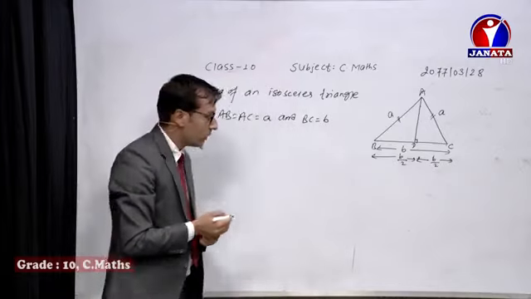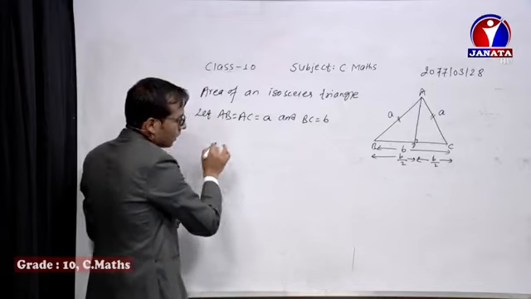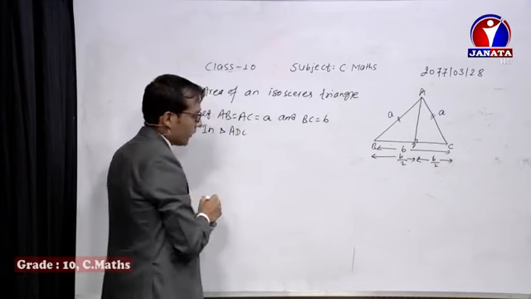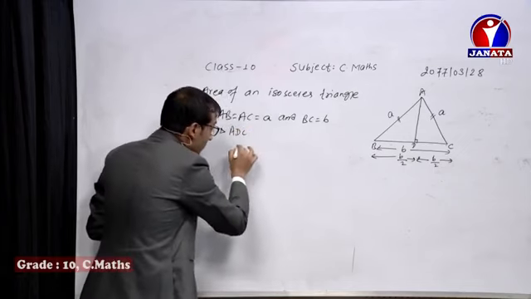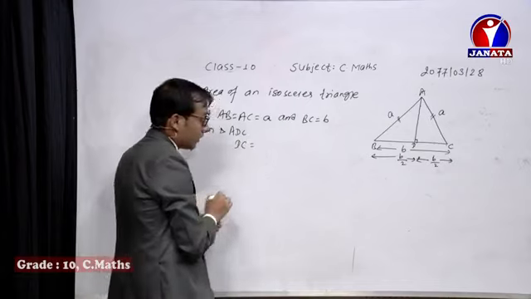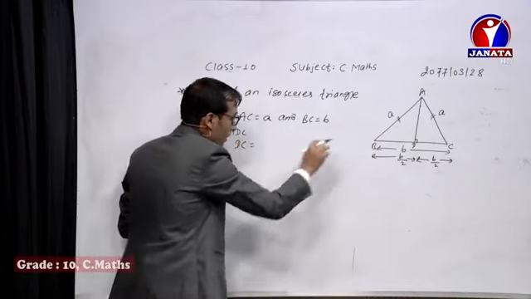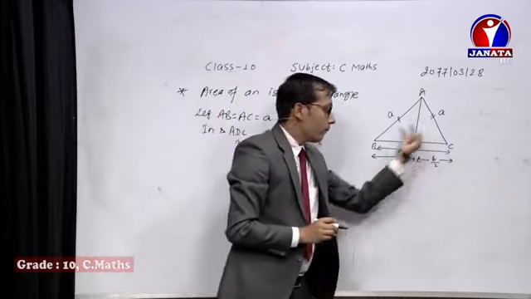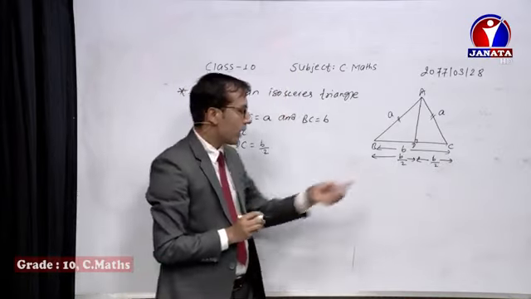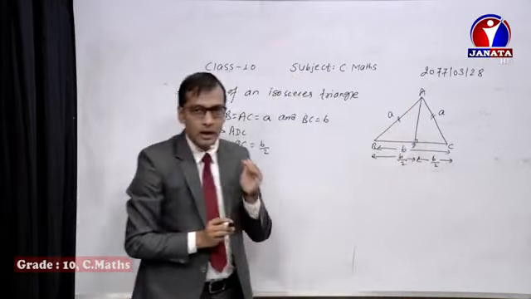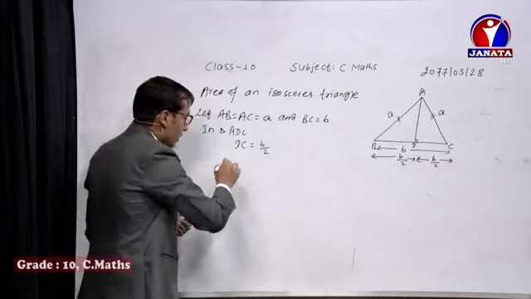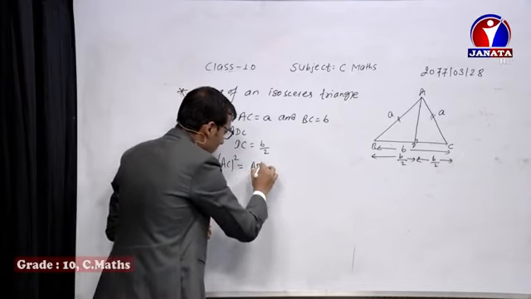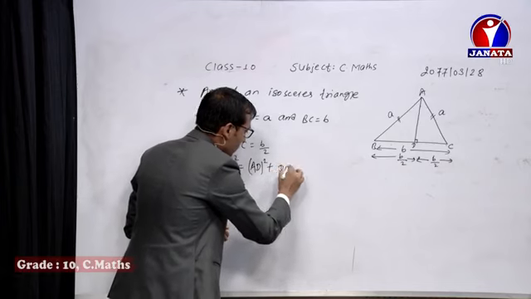This is my supposition. So I am taking triangle ADC, which is a right angle triangle. In triangle ADC, what is the length of DC? This is half of BC, so we can see in the figure it's B by 2. If we use Pythagoras theorem in the right angle triangle ADC, now we can find the height AD. So let's use Pythagoras theorem, which is AC square is equal to AD square plus DC square.